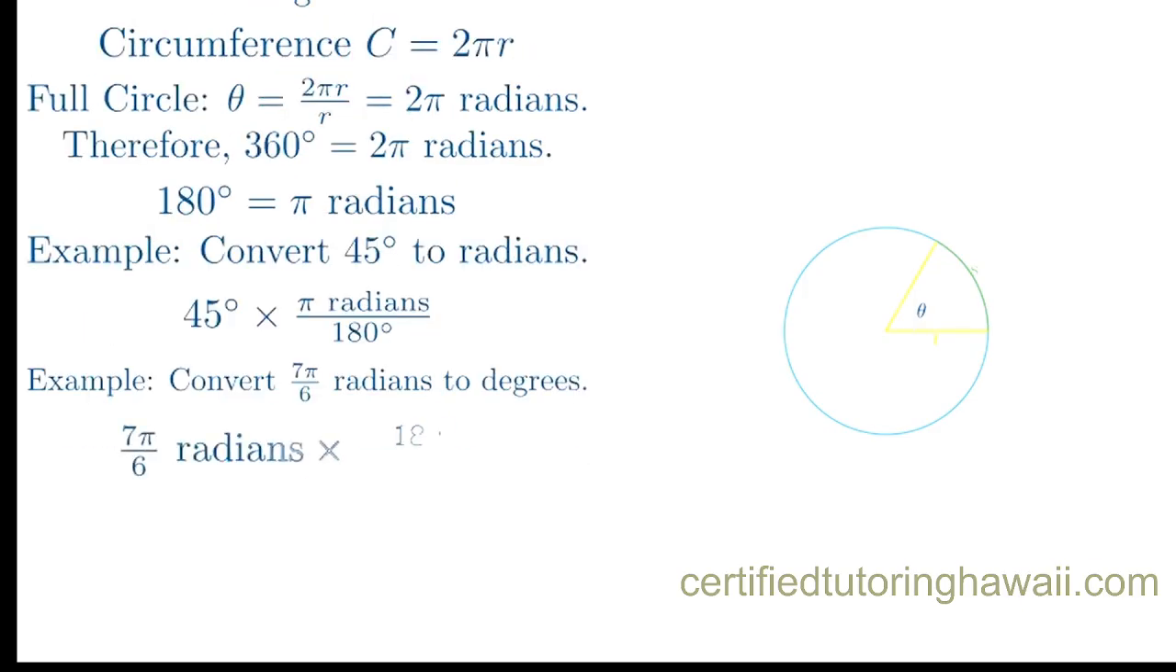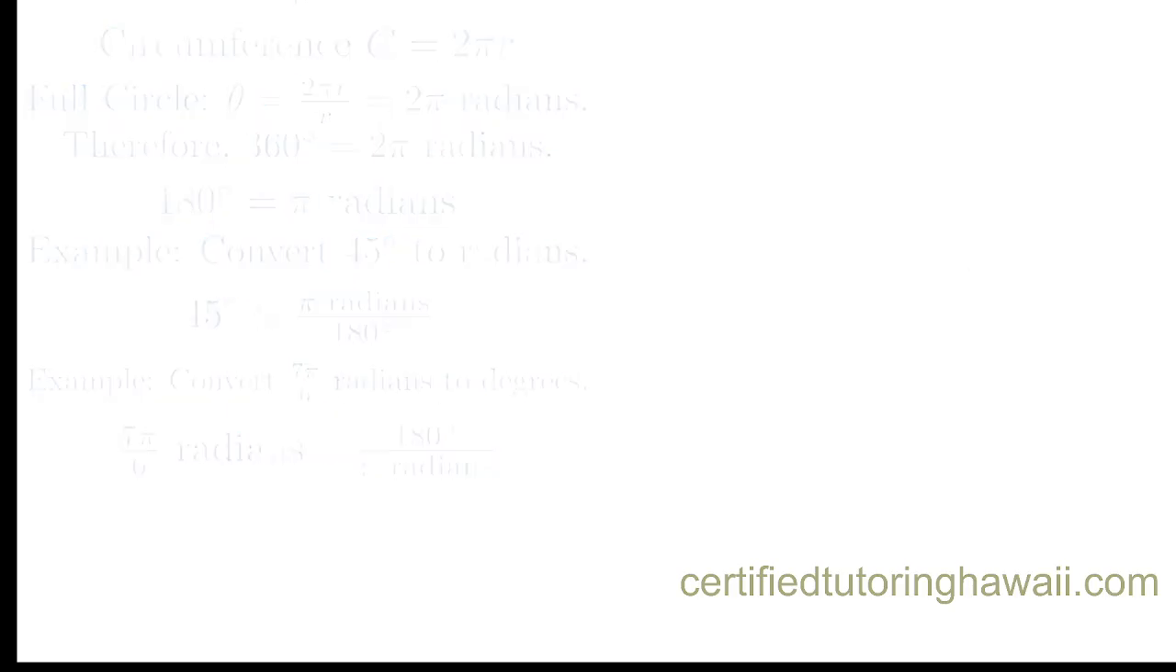Similarly, to convert 7 pi over 6 radians to degrees, we multiply by 180 degrees over pi radians. The pi and radian symbols cancel. We calculate 7 times 180, which is 1260, divided by 6, which gives us 210 degrees. So 7 pi over 6 radians is 210 degrees. Mastering these conversions is essential for our next topic, the unit circle itself.